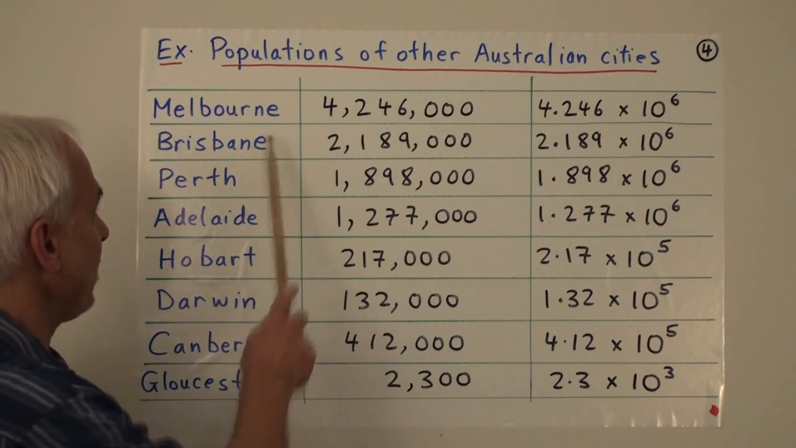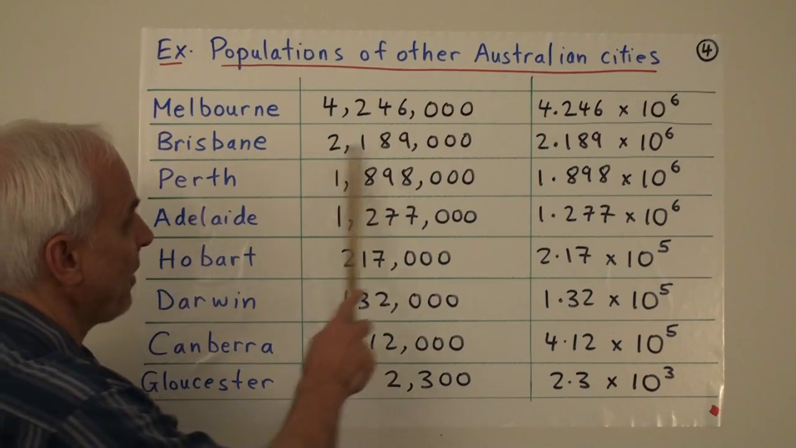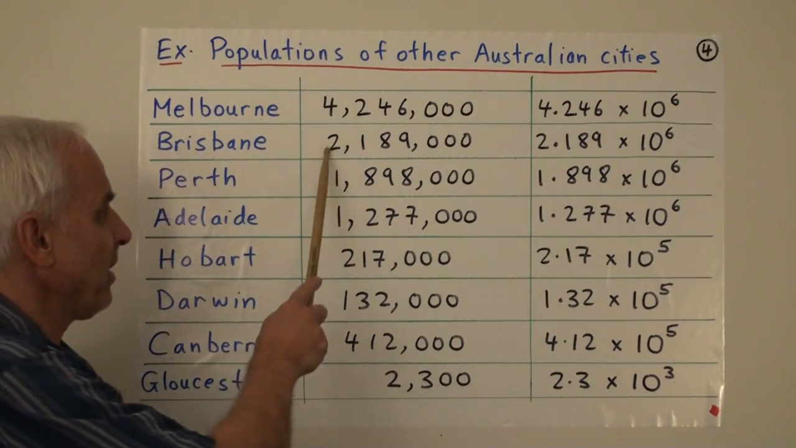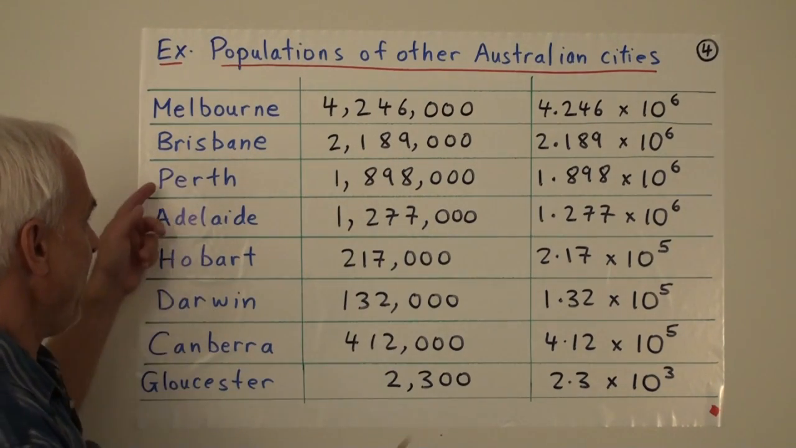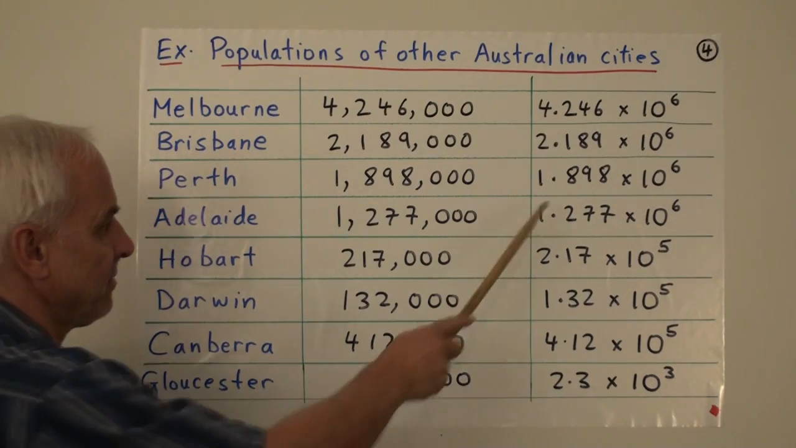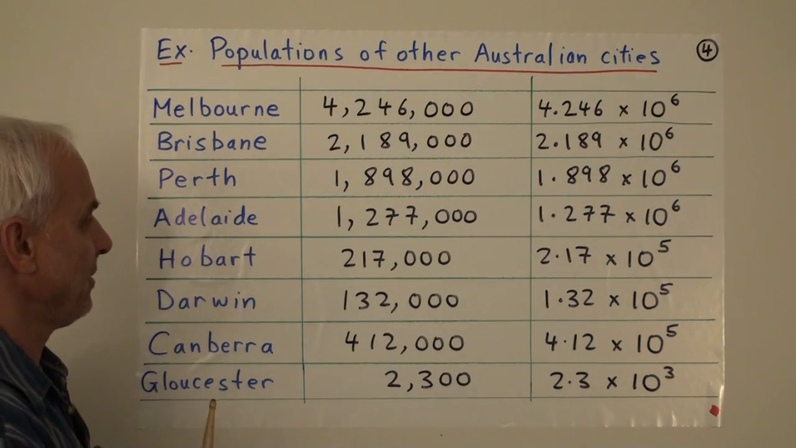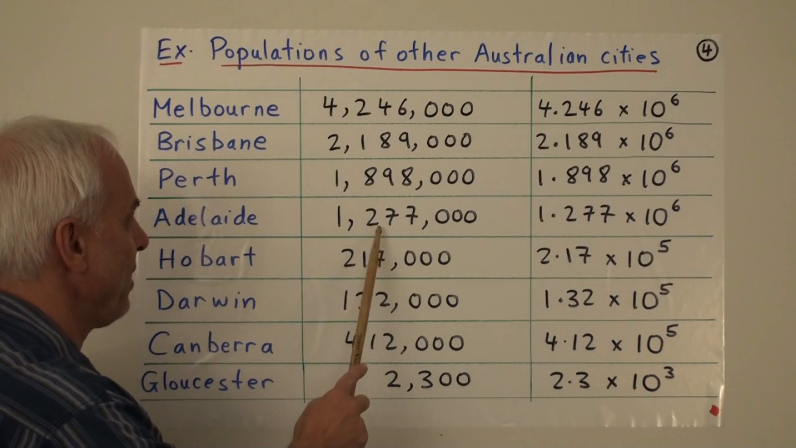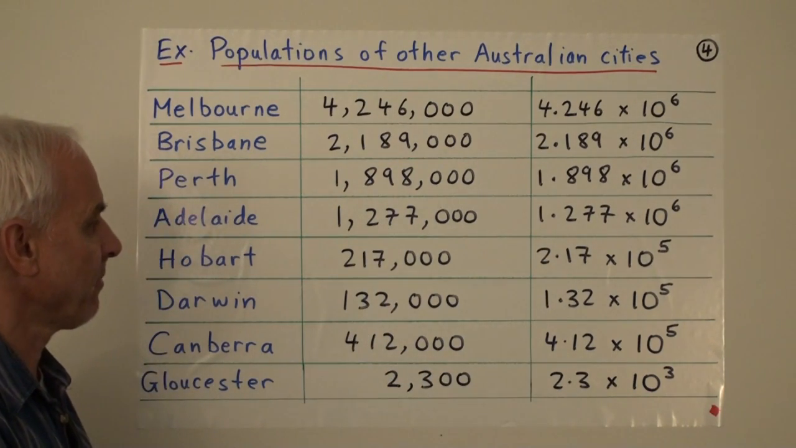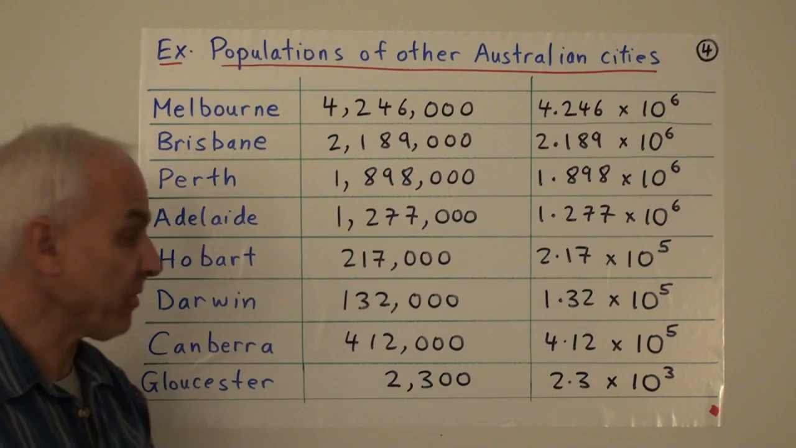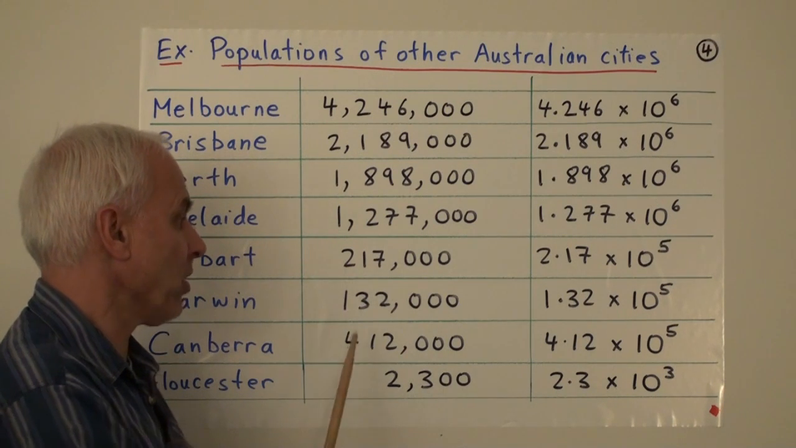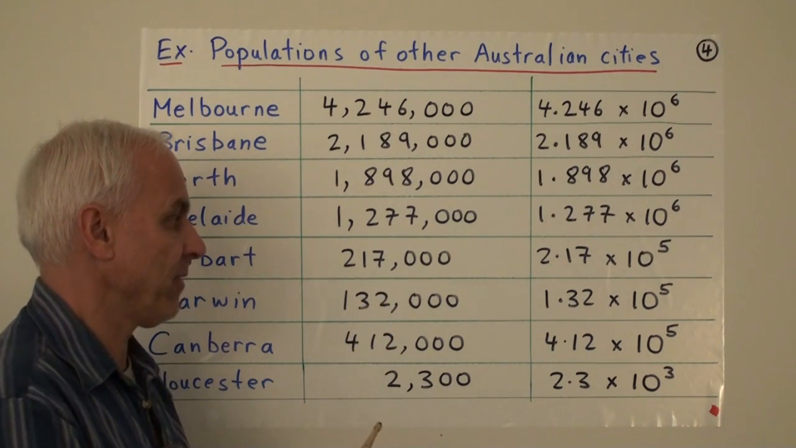All right, the next biggest city in Australia is Brisbane, with 2.189 times 10 to the 6 people, 2,189,000. And then Perth, 1,898,000. And then Adelaide, 1,277,000. And then in terms of state capitals, Hobart, capital of Tasmania, is quite a lot smaller with 217,000.